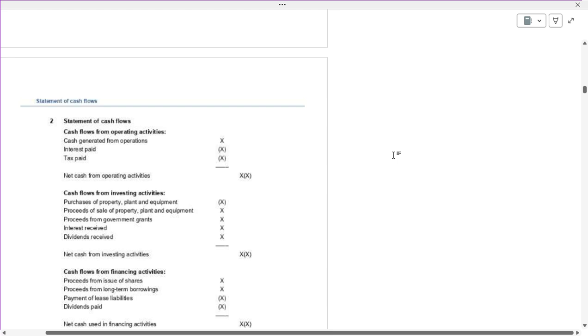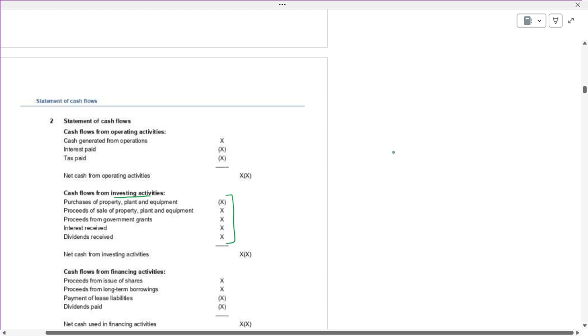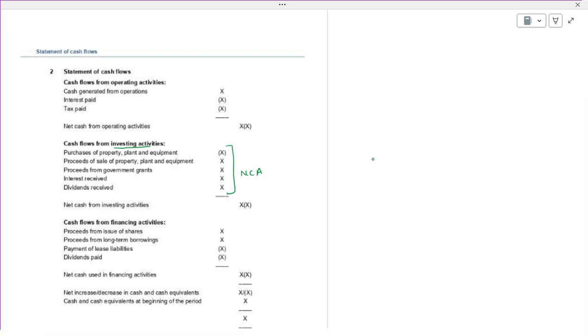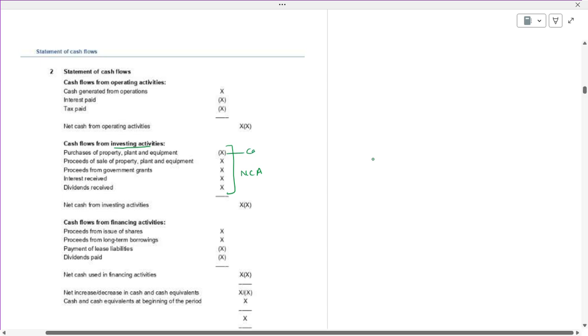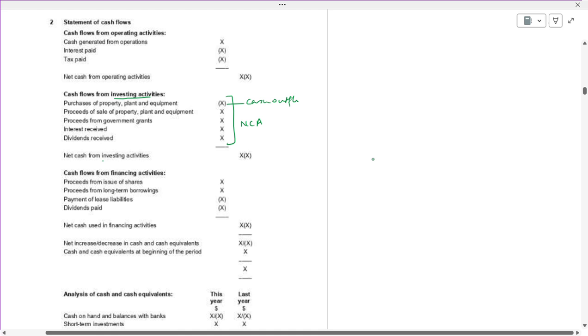This is what we have done. Now they are talking about the investing activities. Investing activities, in the simple case, are non-current assets. Any purchases are a minus, a cash outflow. If you have sold anything, received any grants, interest or dividends, it is a cash inflow. That is the second part, the investing activities.